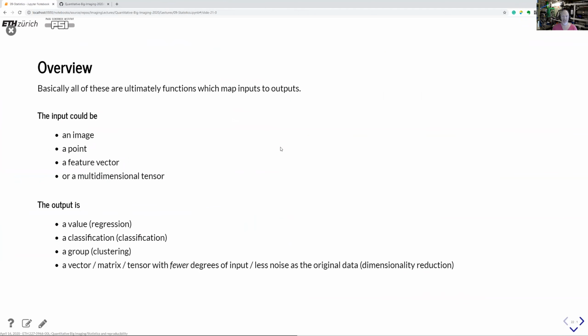So when we do our analysis, we have different inputs. We can have an image or multiple images. We can have a single point. We can have a feature vector, even a multidimensional tensor. And the output you want may be a value, some classification, a group, that would be if we want to do some clustering, but it can also be a vector or matrix with fewer degrees than what you put in the data. So it's a kind of dimensionality reduction that you're doing.